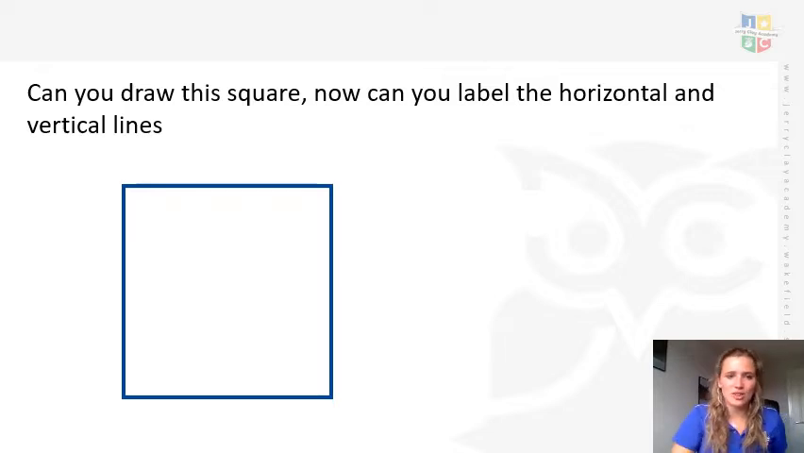So I'd like you to draw this square on a piece of paper. It doesn't matter how big it is, it doesn't need to be particularly big, but I'd like you to draw this square. Then I'd like you to label the horizontal and the vertical lines on the square. Now you can either write the word out in full, or you could just put H or a V.